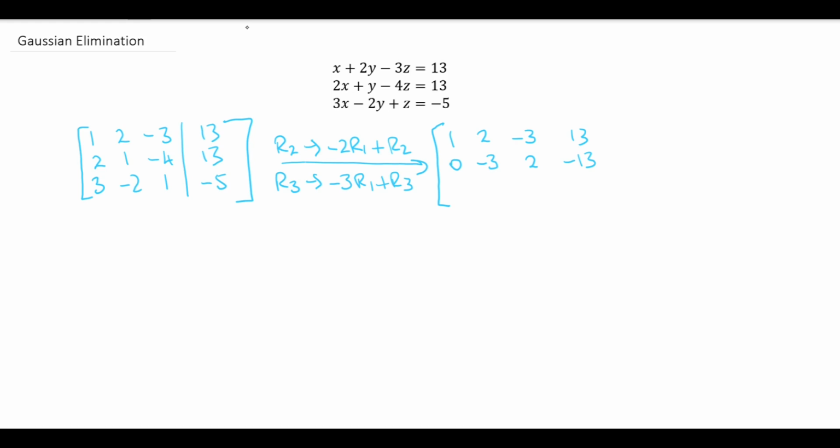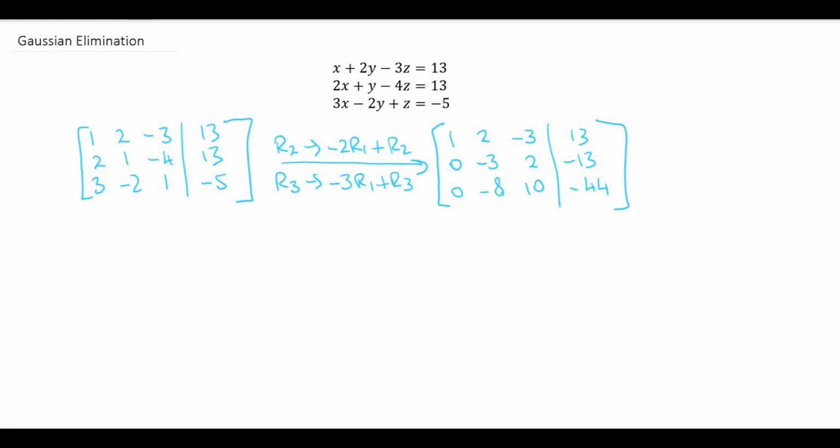Next, we're going to work on row 3. Minus 3 times row 1, so minus 3 plus 3 is 0. Minus 3 times 2 is minus 6. Minus 2 is minus 8. Minus 3 times minus 3 is 9. 9 plus 1 is 10. And minus 3 times 13 is minus 39. Minus 39 minus 5 is minus 44.